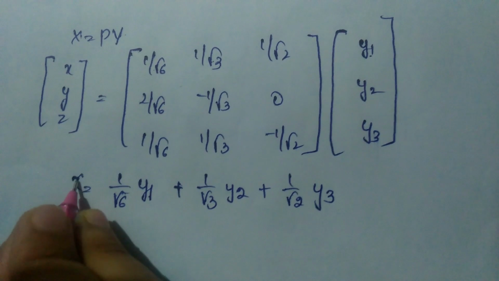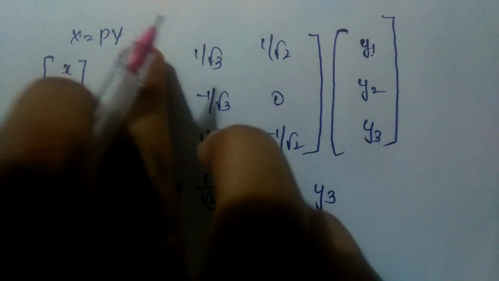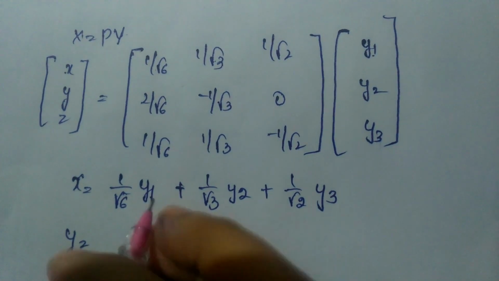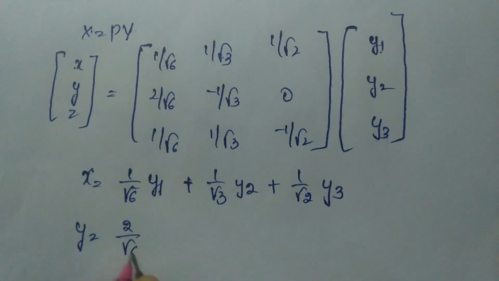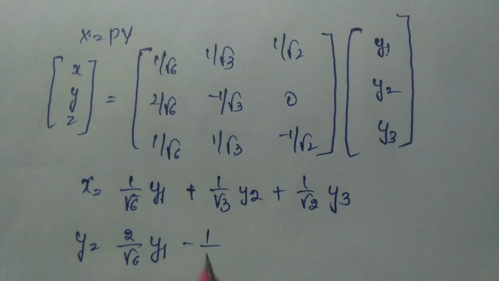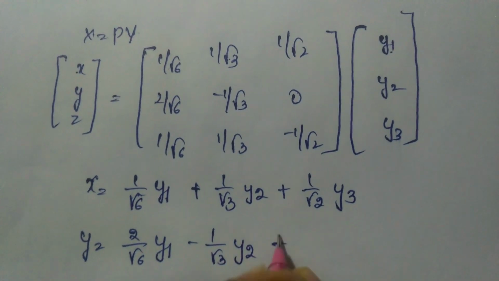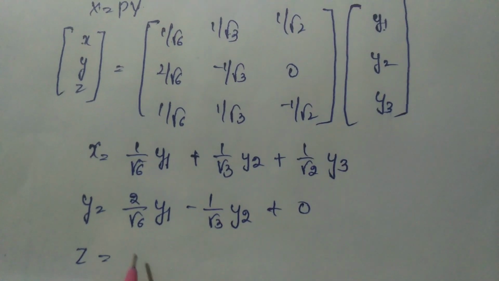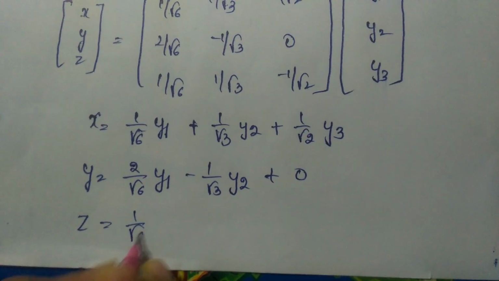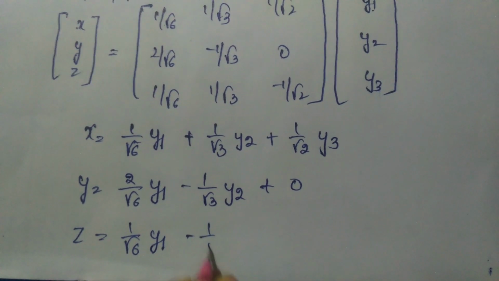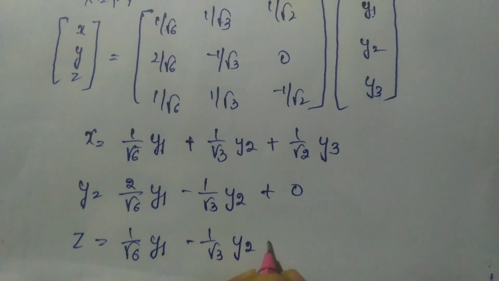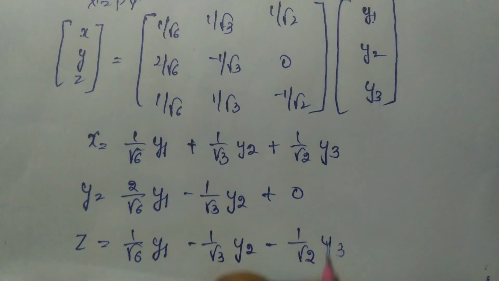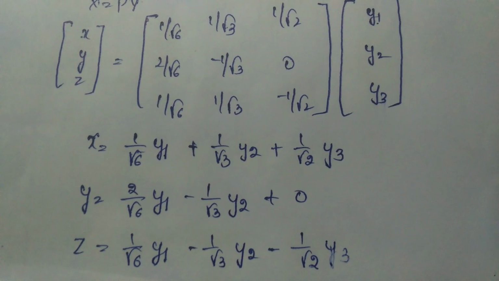This is our x. This row into this column gives x. Then y equals 2 by root 6 into y1 minus 1 by root 3 into y2 plus 0. Then z equals 1 by root 6 into y1 minus 1 by root 3 into y2 minus 1 by root 2 into y3. So this is our x, y and z.